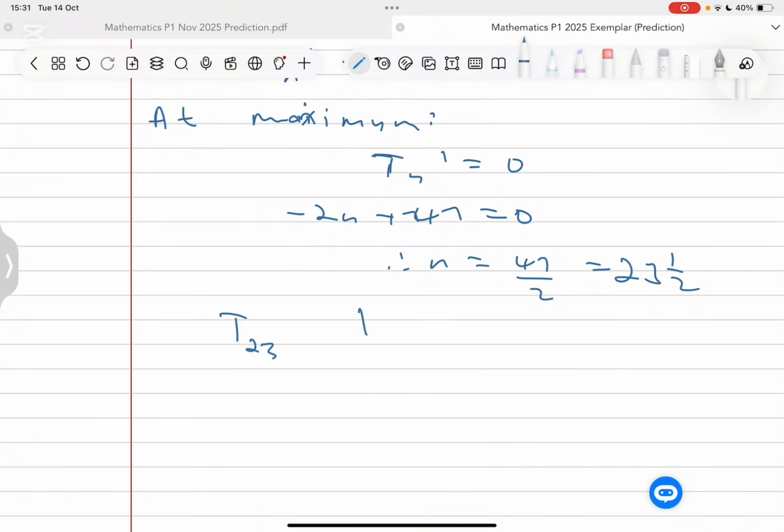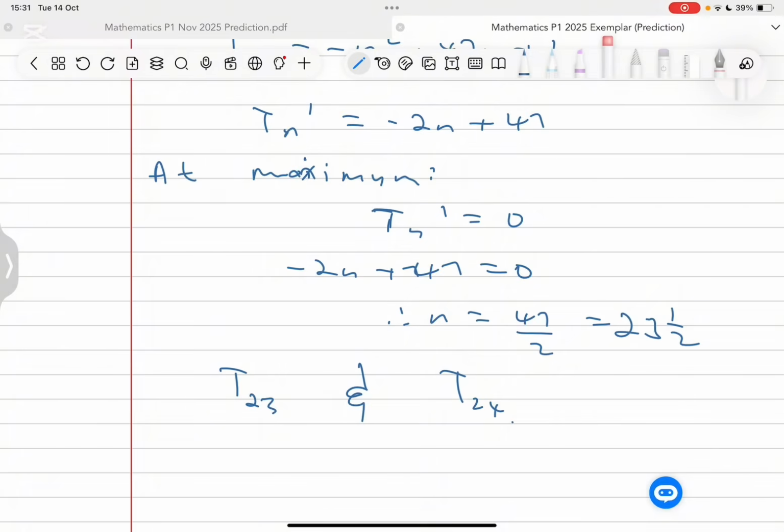T23 and T24. And that's how you would kill this problem. Stay tuned for question 3.